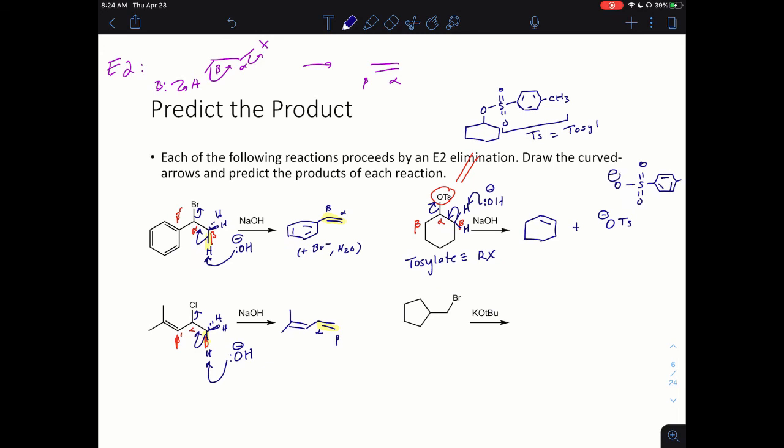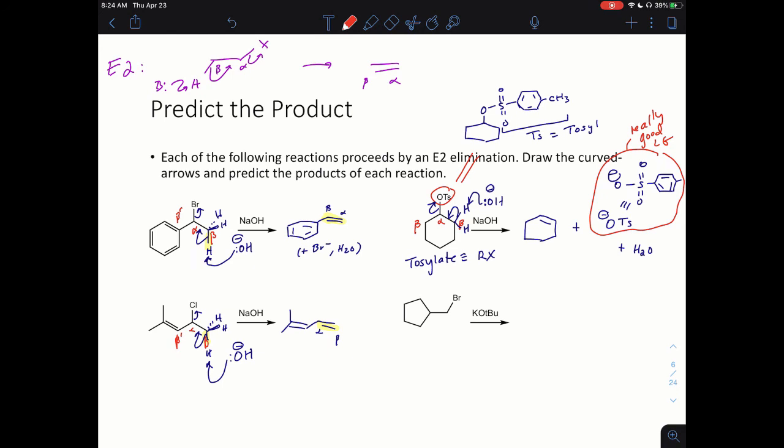Okay, so that's the OTs. And then water, of course, which is the conjugate acid of the base. So OTs, it was actually in the SN2 lecture as a really good leaving group. And this is why tosylates behave like alkyl halides, because this is a very good leaving group.